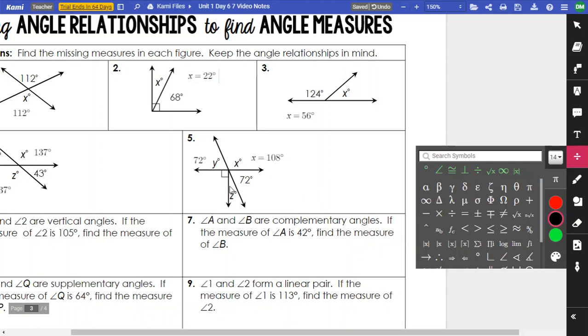Hopefully you notice this right angle over here on the bottom left, and that means that this entire bottom right box is going to be 90 degrees. So 72 and Z are complementary angles, which means that they add up to 90 degrees. So if we've got a 72 degree angle, then to get to 90 degrees, we need an 18 degree angle. So Z is equal to 18 degrees.